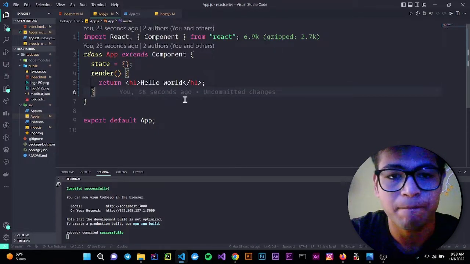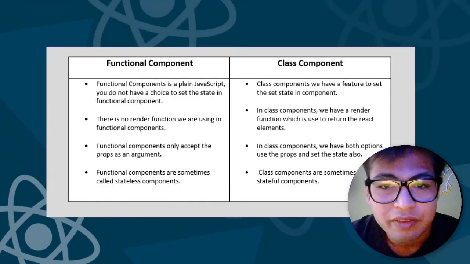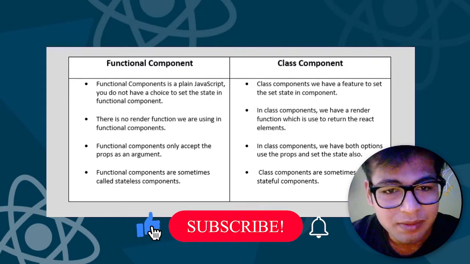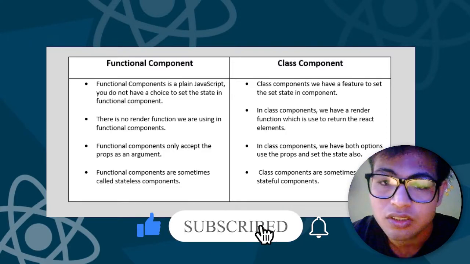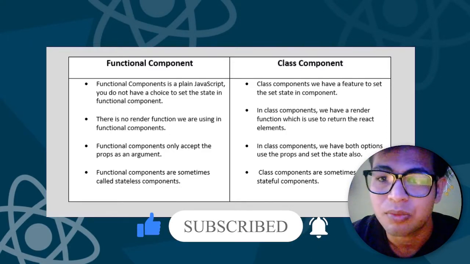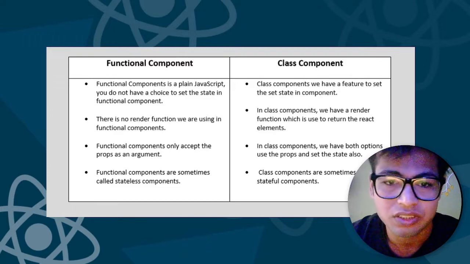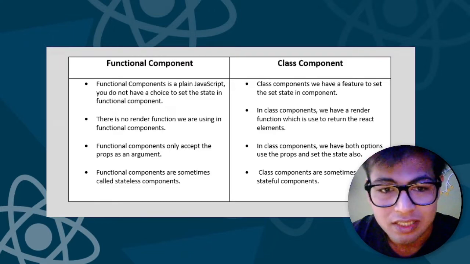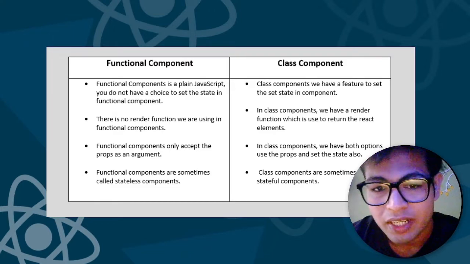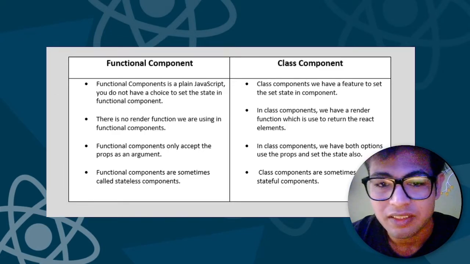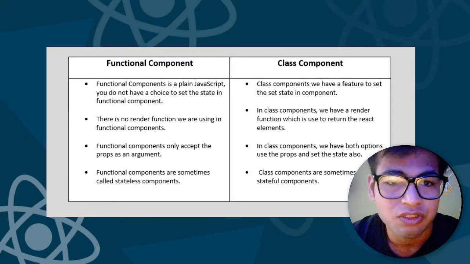Okay, now let's see the difference between functional component and class component. Functional component is plain JavaScript. You do not have the choice to set state in a functional component, so don't worry about this setState function because we'll cover it in further videos. Now let's see the second point. There is no render function used in the functional component.